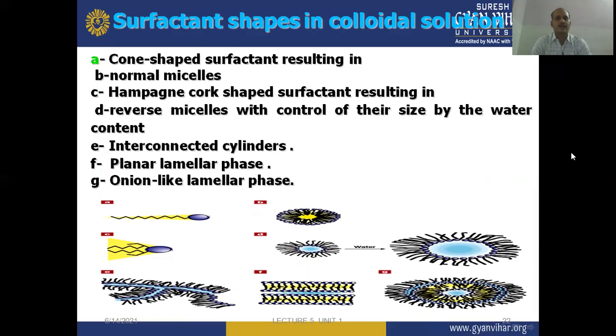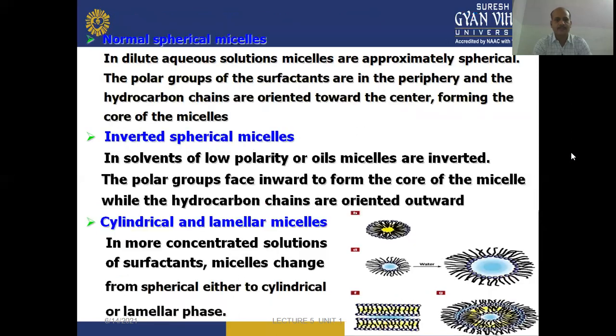So, surfactant shapes in colloidal solution. They can be cone-shaped surfactants resulting in normal micelles, or cone-shaped surfactants resulting in reverse micelles with control of their size by the water content, interconnected cylinders, lamellar phase, or onion-like lamellar phase. So there are different shapes of micelles. Either it may be spherical in shape, planar lamellar shape, or maybe different cylindrical shapes.